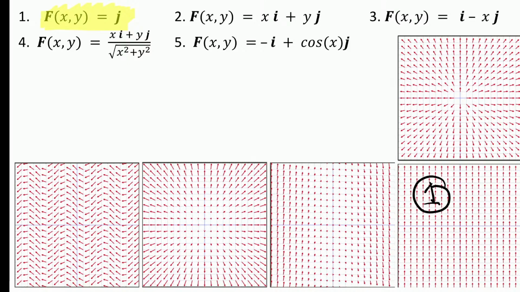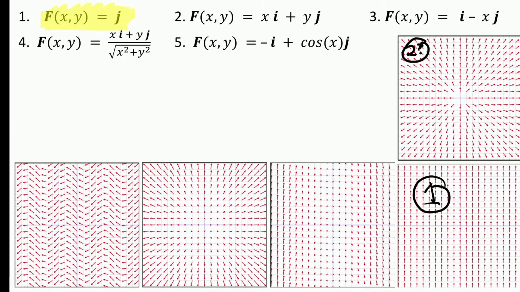Would be the top right. Top right. That feels pretty good to me, doesn't it? So I'm going to put a 2 here with a little question mark. Because it looks pretty good, right? Because xi plus yj, it feels like things are moving out.